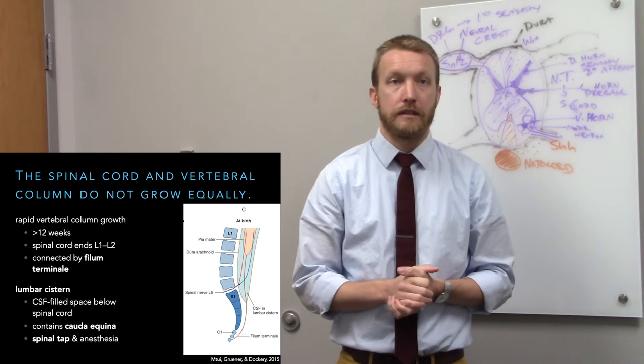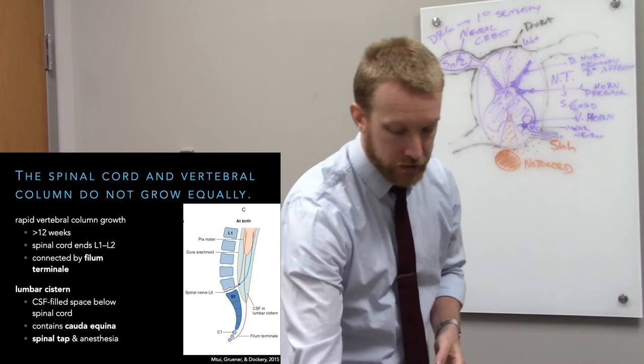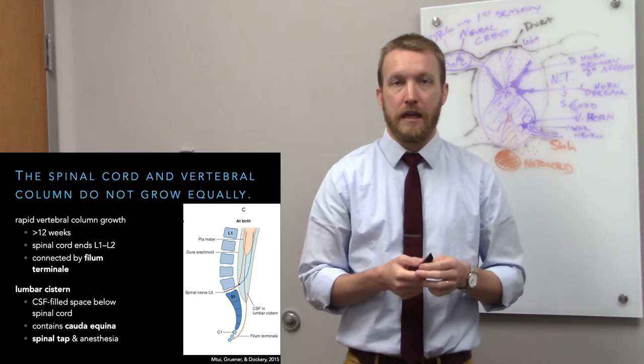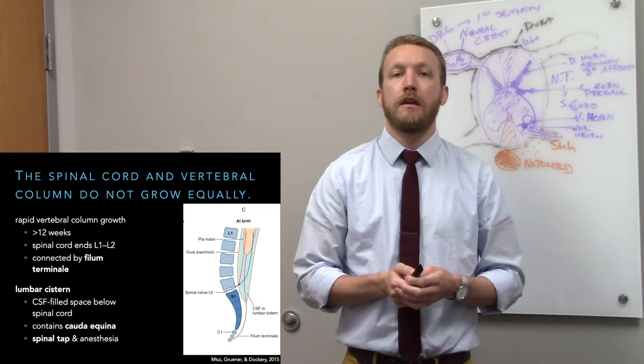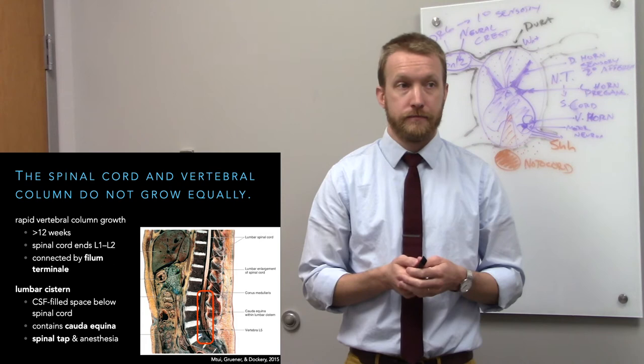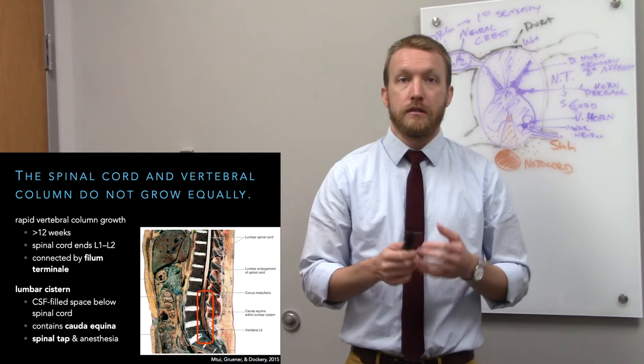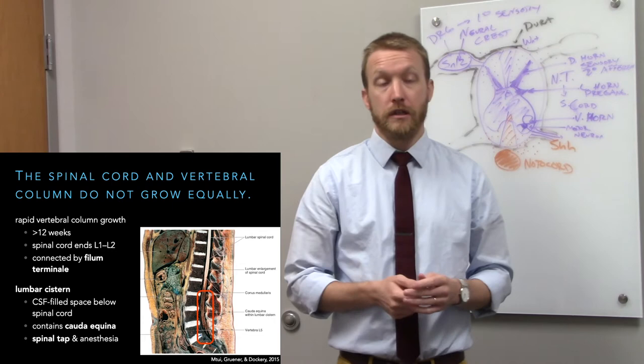Now, of course, it's not just a big old sack of fluid. There's some connective tissue, the filum terminale, that's going to tether the spinal cord down there to the bottom of the spine. And we also have a number of nerve roots called the cauda equina, or the horse's tail. This is what's going to create the lower, so the lumbar and sacral and coccygeal roots that come out. It's from the cauda equina.